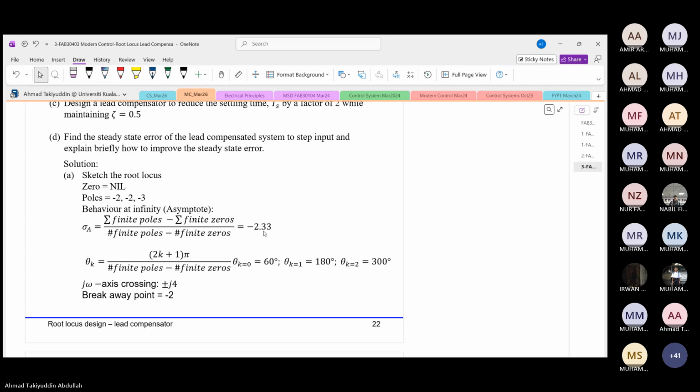Okay. The theta k will be 60 degree at k equals 0, at k equal 1 it will be 180 degree, and k equal 2 will be 300 degree.